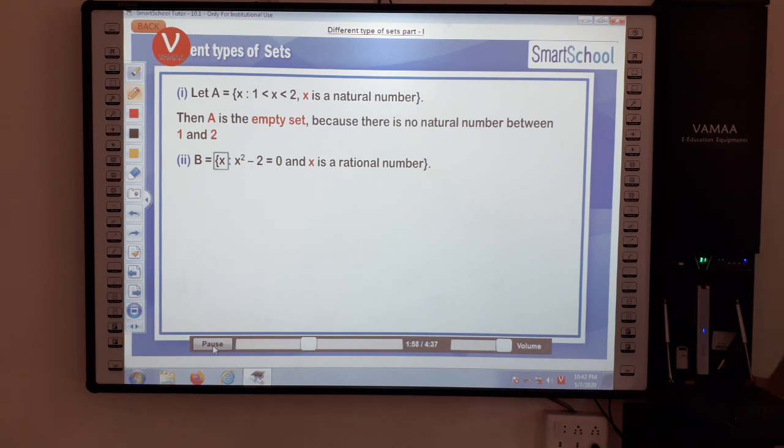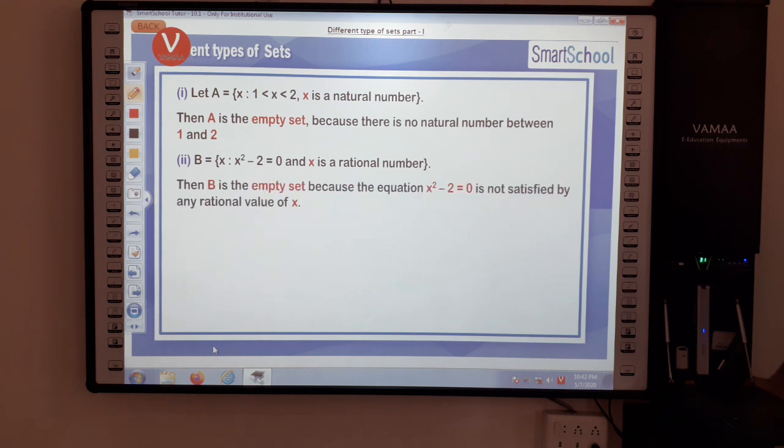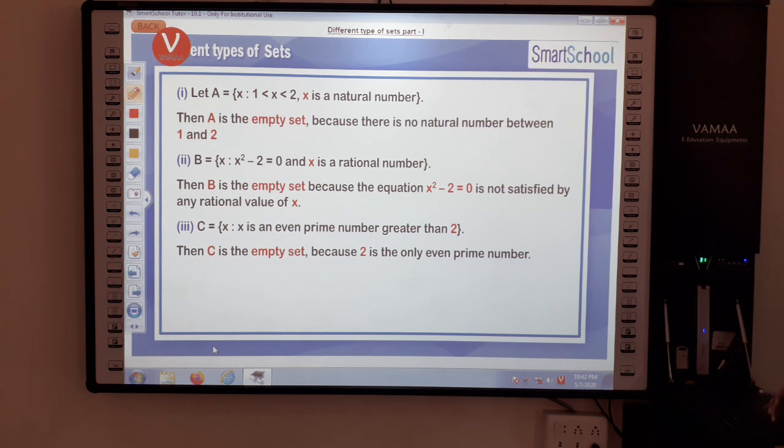2. B is equal to x such that x squared minus 2 is equal to 0 and x is a rational number. Then B is the empty set because the equation x squared minus 2 is equal to 0 is not satisfied by any rational value of x. 3. C is equal to x such that x is an even prime number greater than 2. Then C is the empty set because 2 is the only even prime number.